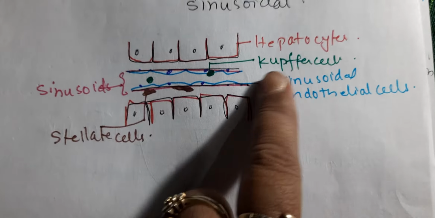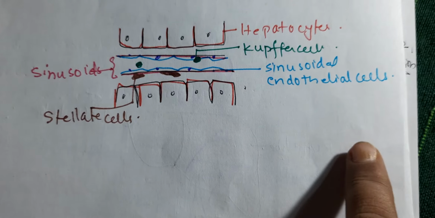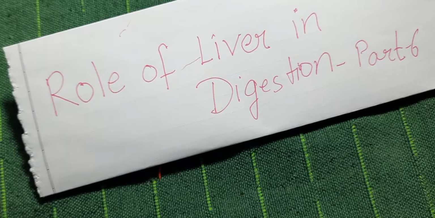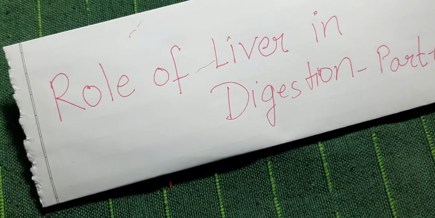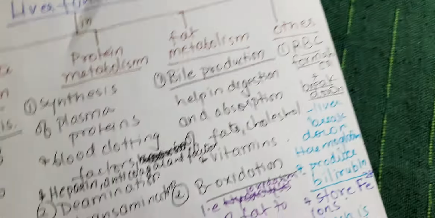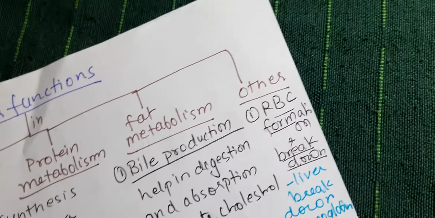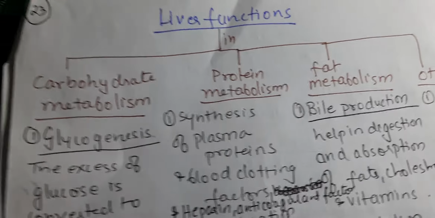So this is how the organization is. Here you can see in the sinusoid, Kupffer cells are located nearby, and then hepatocytes are there, and stellate cells are there. So this is just to give you an idea of how the different cells are arranged in the liver. Okay, and now the functions of the liver, the major functions in the body. It has a role in all kinds of metabolism. Let's discuss one by one.